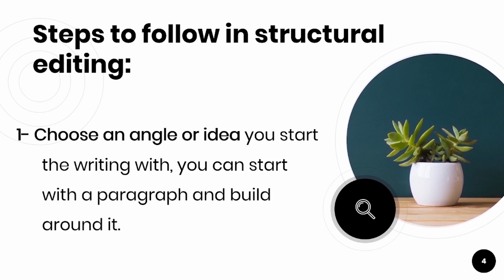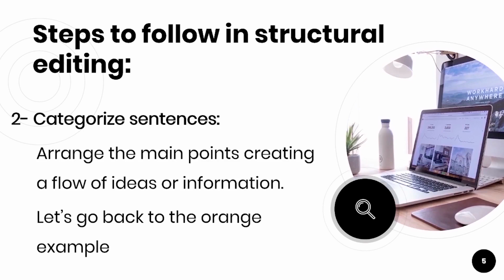So what are the steps to follow in structural editing? First, look at your topic and decide the opening sentence that you want to later zoom from into your topic. You will need to start with a small paragraph and build around it. Now try to arrange the main points, creating a nice flow of ideas or information.